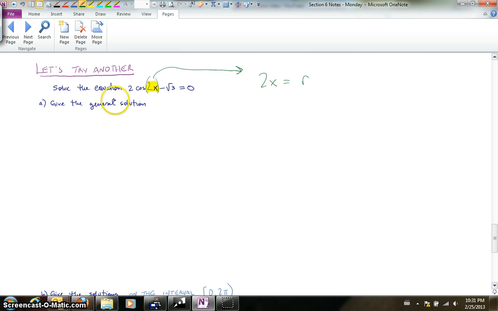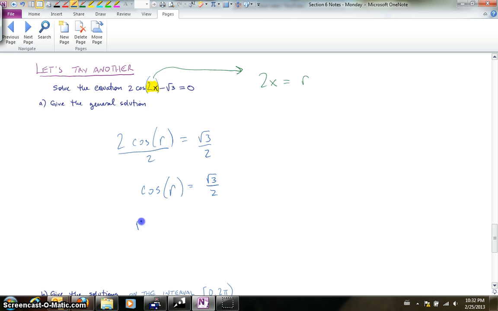So we're going to rewrite this as 2 times the cosine of r, and I'm going to set it equal to radical 3. I added the radical 3 to both sides because I know my next step is to isolate the trig. From here I'll divide both sides by 2 because I'm still isolating the trig, and I have the cosine of some angle r is equal to radical 3 over 2.